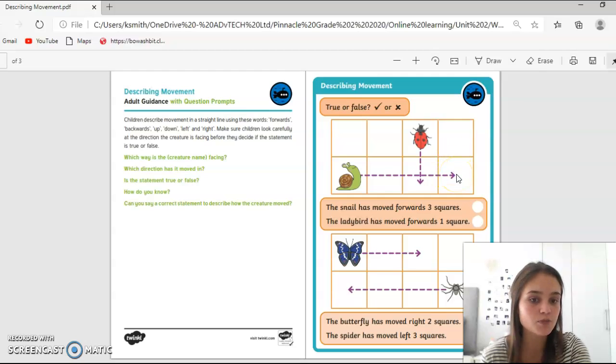The ladybird has moved forwards 1 square. We are saying whether this is true or false. So this one is true. Well done, because the snail is facing forward. The ladybird has moved forwards 1 square. Look which way the ladybird is moving. So did he move forwards? No, he moved backwards. So this statement is false. So because it's not true, we're going to put a cross.